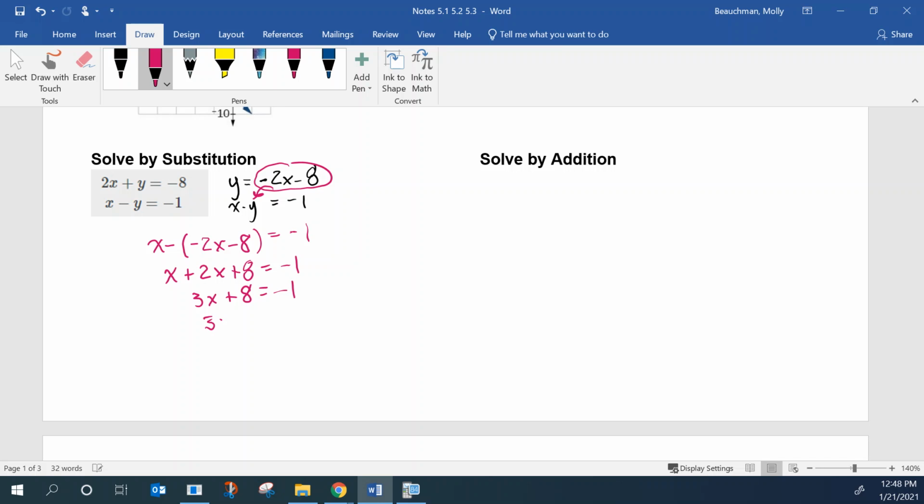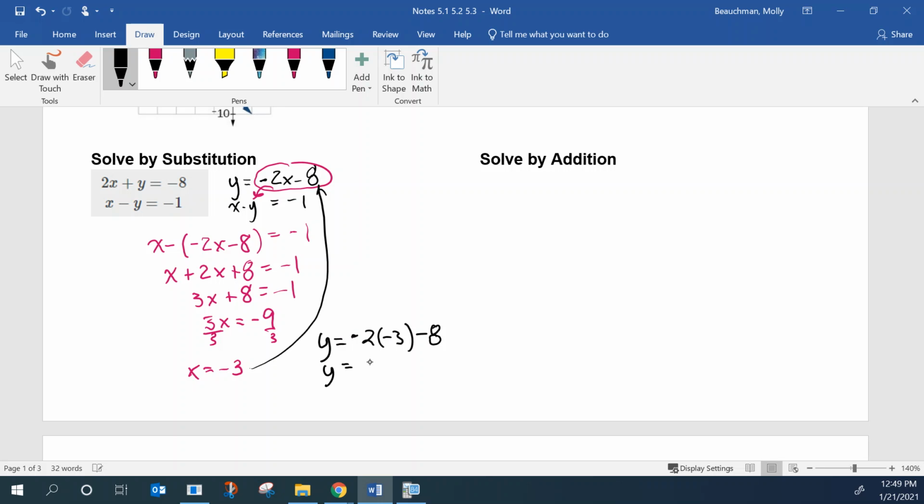Subtract 8 from each side. 3x is equal to -9. Divide both sides by 3. We end up with x is equal to -3. So once you get one coordinate, the x coordinate, take your answer and substitute it back in either one of the two originals or the one you just solved for y to get the y coordinate. So if x is -3, then y is equal to -2 times -3 minus 8. 6 minus 8, which is -2.